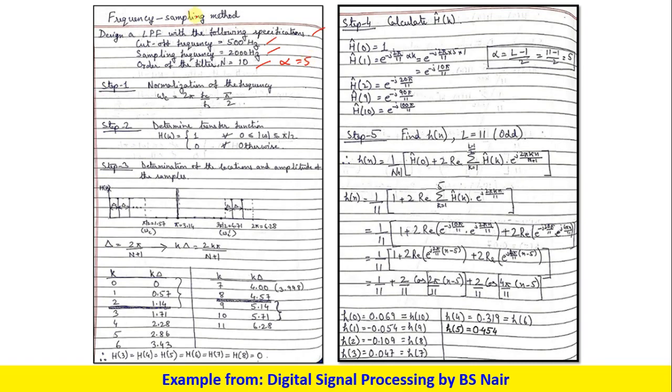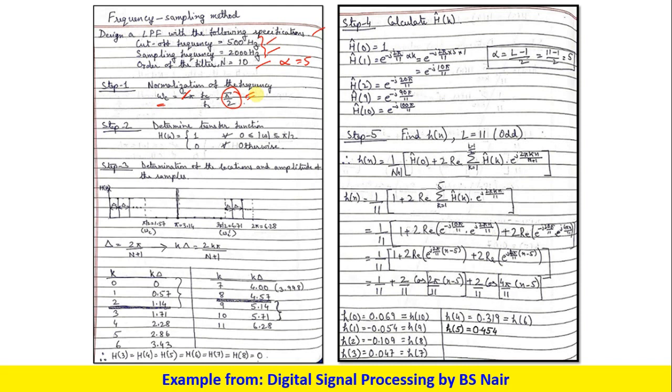Now the first thing is that we need to find out the cutoff frequency in radians. Here we are given the frequencies in hertz, so the cutoff frequency should be found out. Omega c is equal to 2 pi fc by fs, which gives us pi by 4. Sorry, pi by 2. The 2 gets cancelled, so we get pi by 2, right?